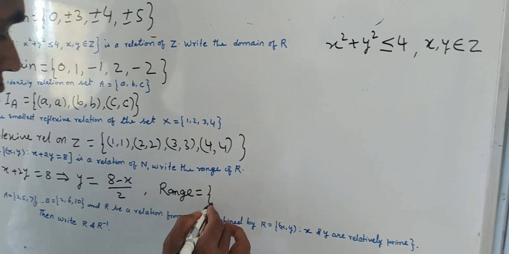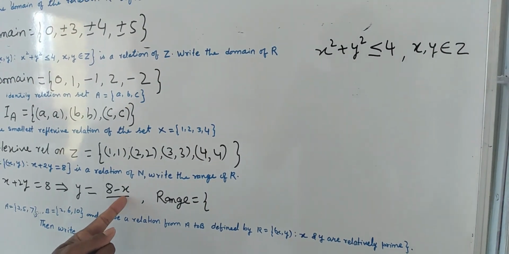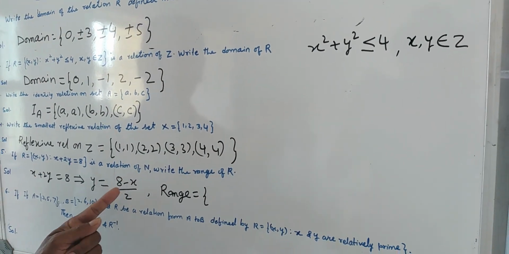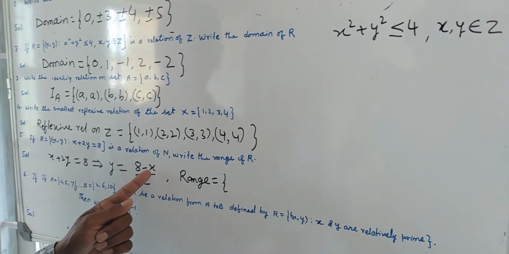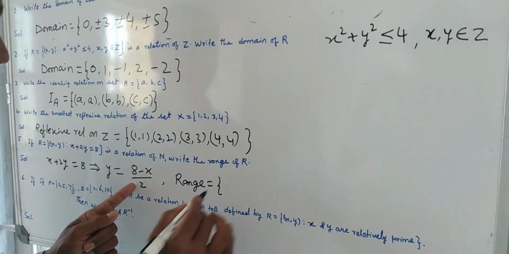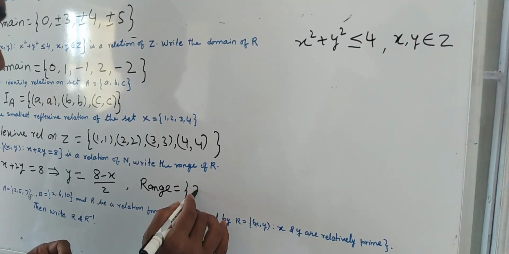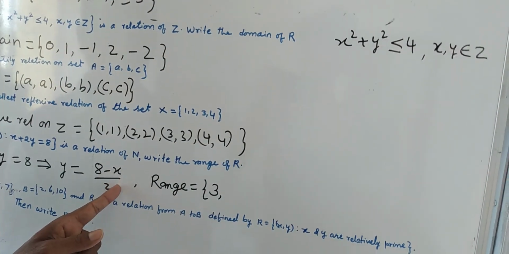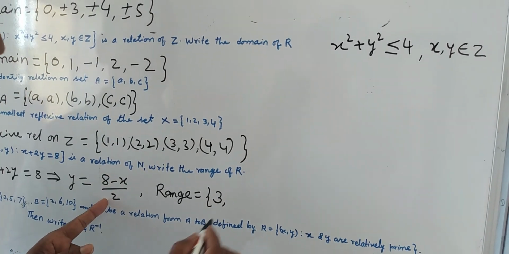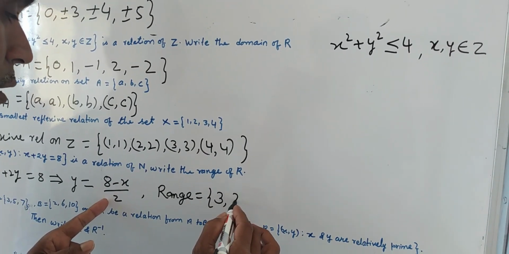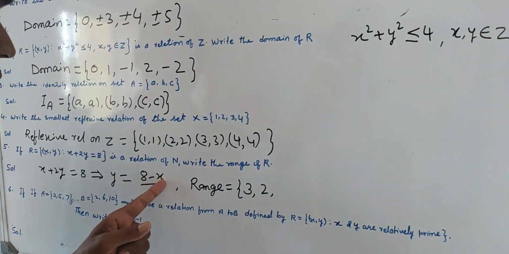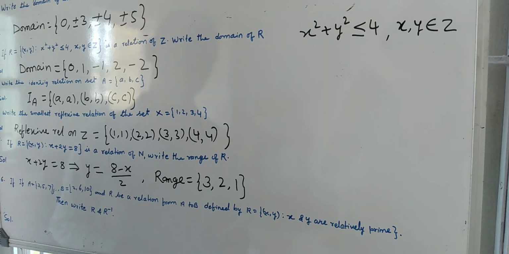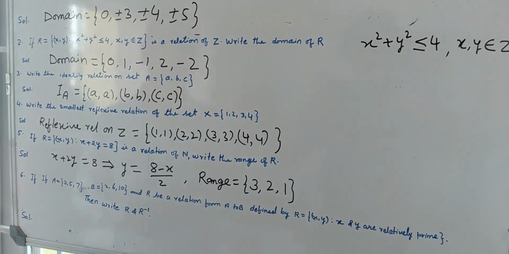So your range is equal to: if you put x equal to 1, then y is 7 by 2. 7 by 2 is not natural, so we reject this. Next, x equal to 2, then 6 by 2 is 3. So the first number is 3. After that, if you put 4, then 4 divided by 2 is 2. Then 6, 2 divided by 2 is 1. So these are the members of the range of this relation.